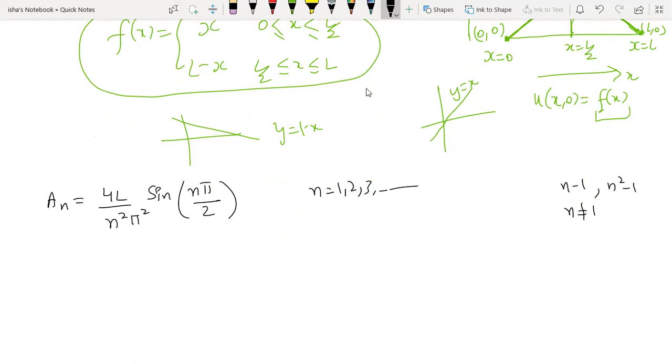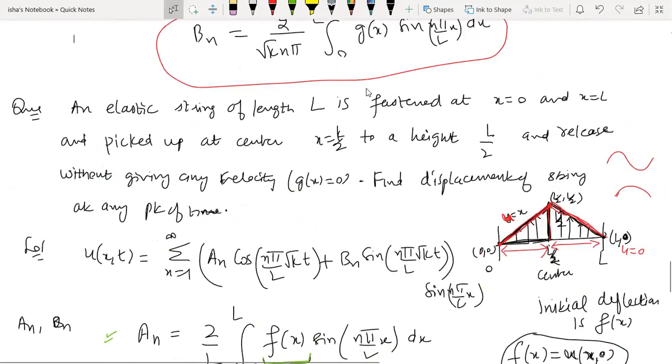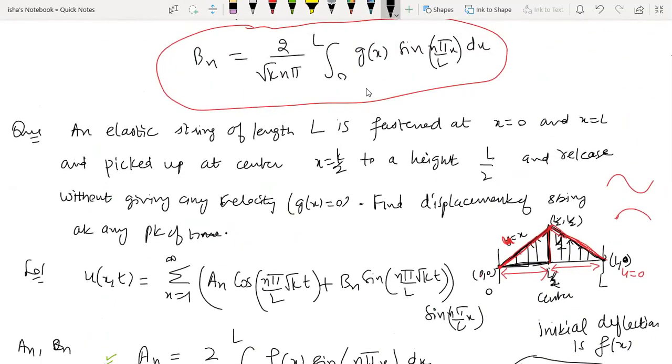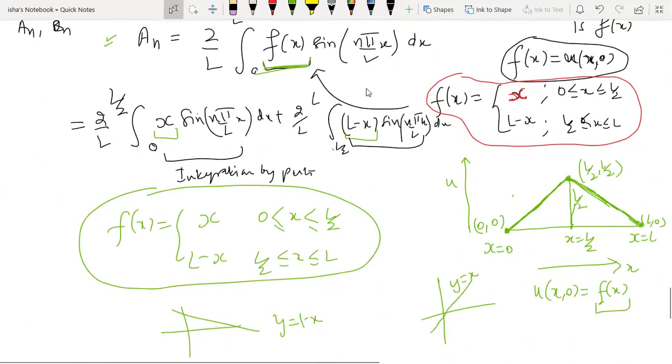So once you get an, what you have to do next is compute bn, because if you remember, there were two constants to be determined, an and bn. So an is now done. So this is bn. This is the formula for bn. For this you need gx. And what is gx? Gx is del u by del t at x comma 0. So this is the initial velocity. As you can read from the statement, this string is released without giving any velocity. That means gx is 0. So if gx is 0, directly bn is 0 because gx is coming here. So it's easy to see bn is 0.